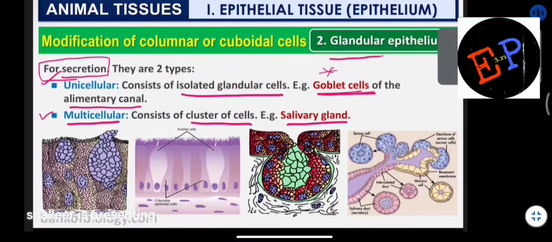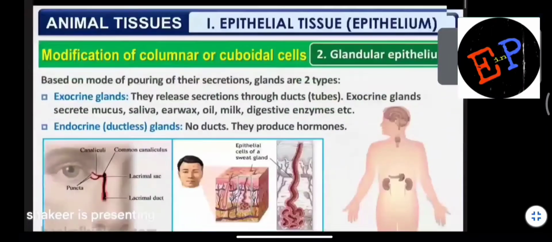Glandular epithelium is a part of modified columnar or modified cuboidal cells. Clear, no, ma? So goblet cells are unicellular, in the alimentary canal. Salivary glands are multicellular. Are you able to understand, ma? So this is one important point.